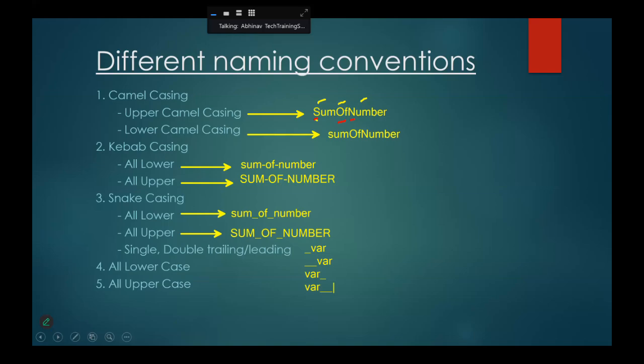And then double leading and trailing snake casing. In the starting, you have two underscores, then the name, and in the end, you will be having two underscores, something like this. We'll cover this later on where we are using this in Python.